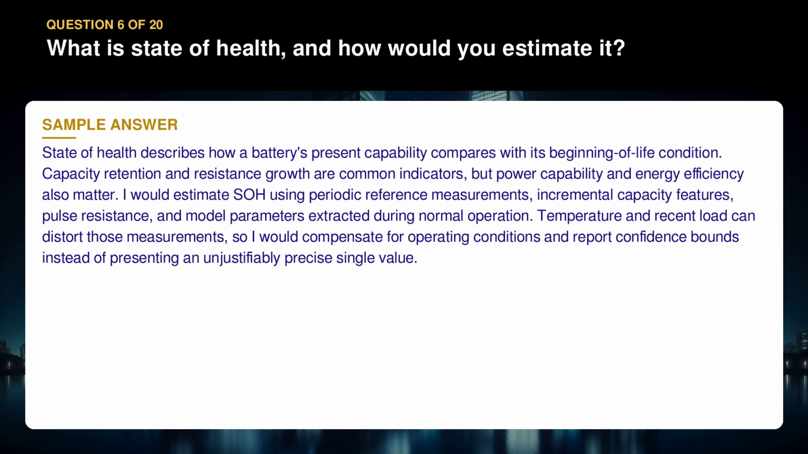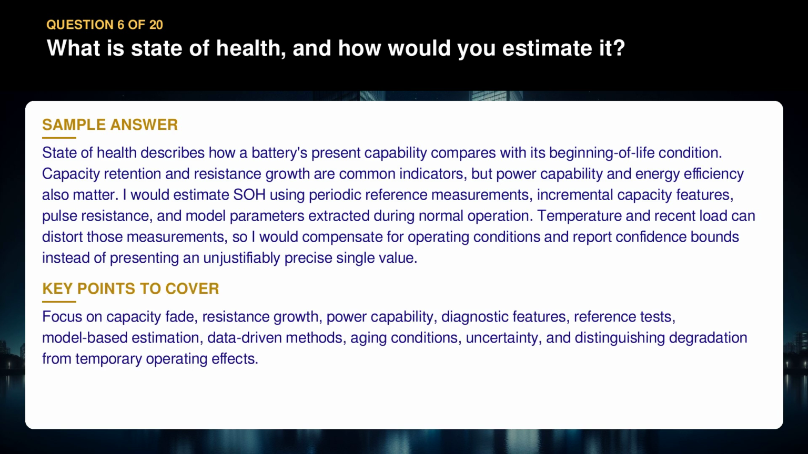Temperature and recent load can distort those measurements, so I would compensate for operating conditions and report confidence bounds instead of presenting an unjustifiably precise single value. Focus on capacity fade, resistance growth, power capability, diagnostic features, reference tests, model-based estimation, data-driven methods, aging conditions, uncertainty, and distinguishing degradation from temporary operating effects.